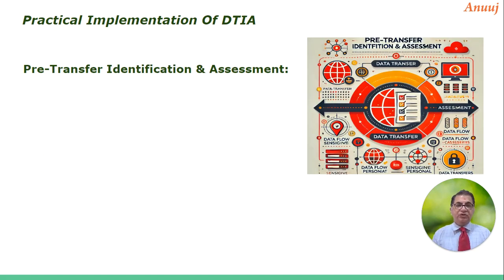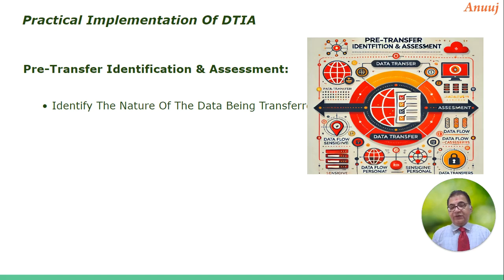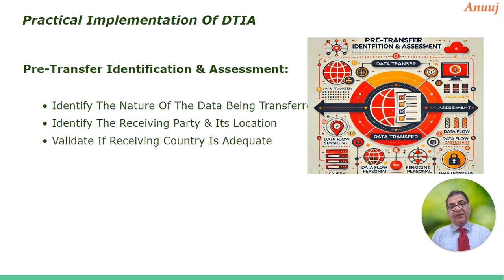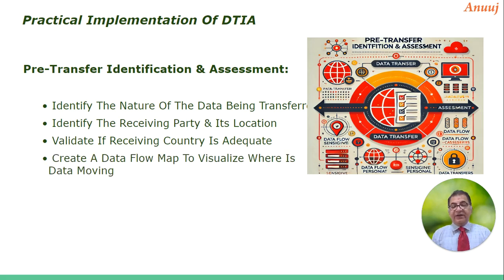As a first step, you should do a pre-transfer identification, pick up a checklist and see whether an assessment is even required or not. Where are you transferring it? You should identify what is the kind of data you are transferring. So it's personal information, then only there is a point to move ahead. Else there is no need to worry about the cross-border data transfer. You should identify the receiving party, country and location and validate if that falls under the list of adequate countries. It may or it may not. When would it not fall under the list of adequate countries? When it itself does not have stringent data privacy laws, right?